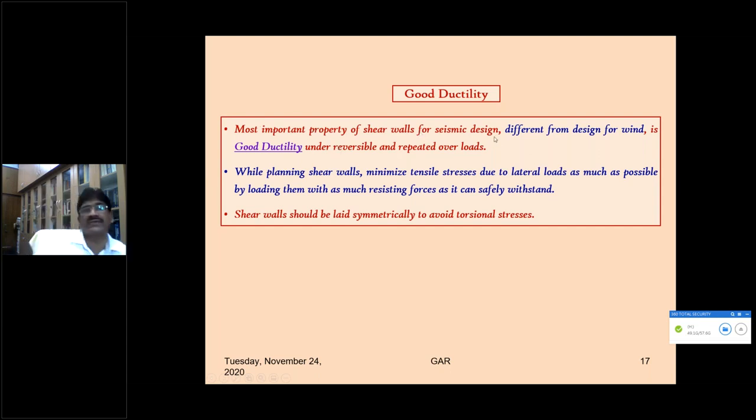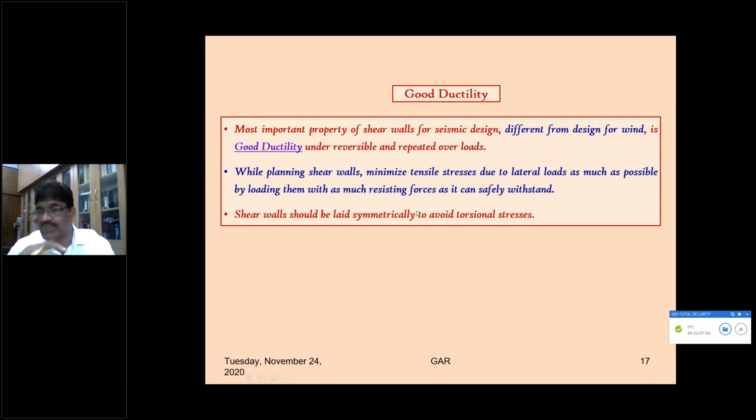The shear walls to be adopted in earthquake resistant regions have to be properly detailed. The most important property of shear walls in seismic design is good detailing, because the loads will be reversible and we have repetition of loading, and to take care of all those things, tension becomes compression, compression becomes tension. So we have to provide sufficient reinforcement and also proper detailing. The detailing will add to the ductility.